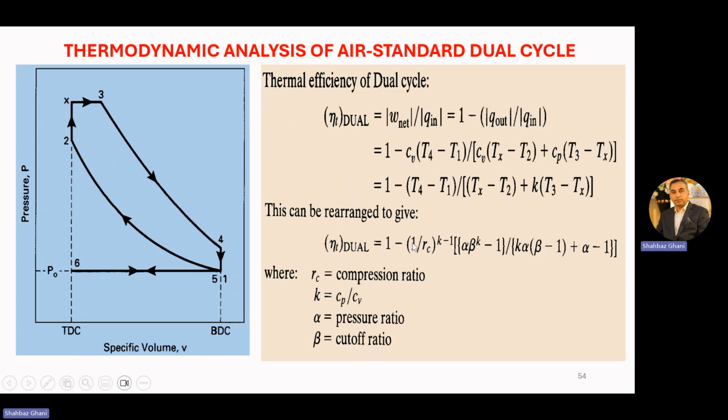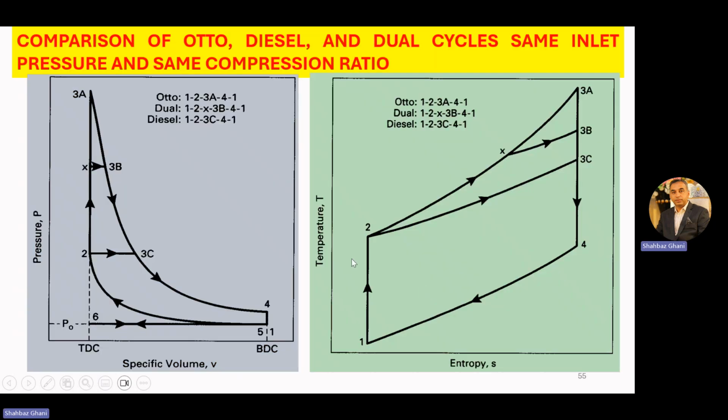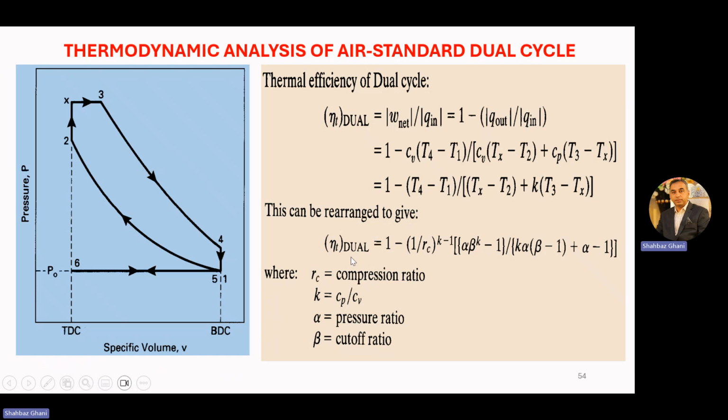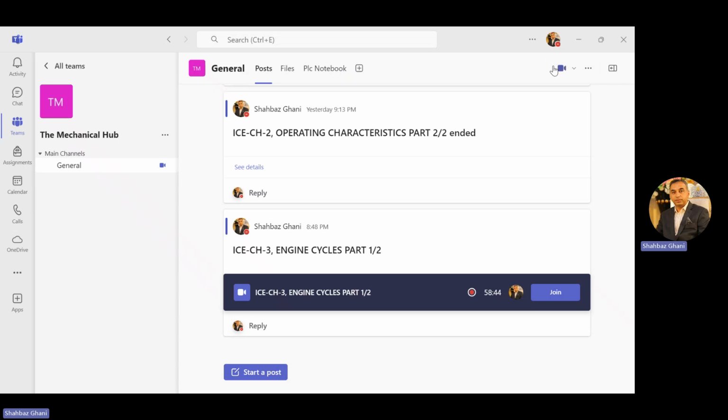1 minus [1 over Rc raised to k minus 1] times [alpha beta raised to k minus 1] divided by k, where k is your specific heat ratio, alpha is your pressure ratio, beta is your cutoff ratio, times [alpha (beta minus 1)] plus (alpha minus 1). So this is the thermal efficiency of a dual cycle. With this, we end today's lecture and we will continue further in our second lecture.